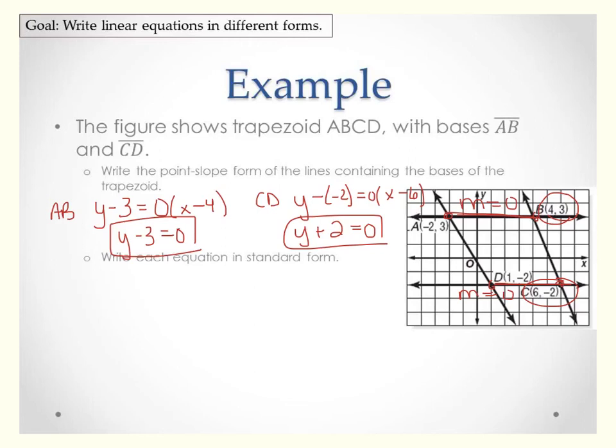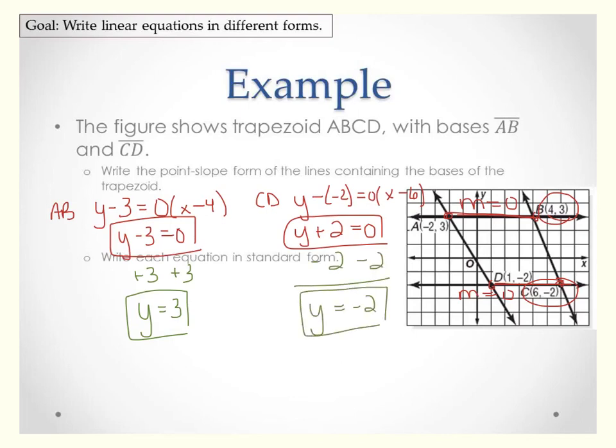Then it wants them in standard form. Well, standard form is that the constant is on the other side, right? Because it's ax plus by equals c. So just move your constant to the other side, and you now are in standard form.